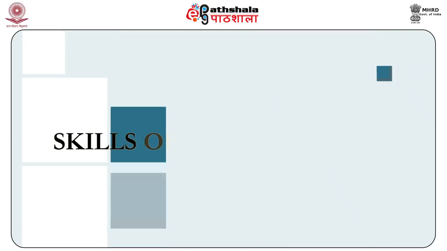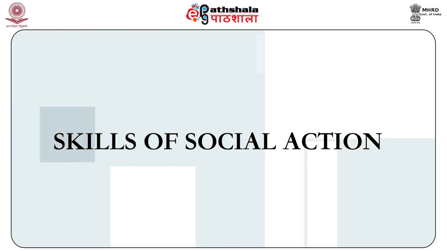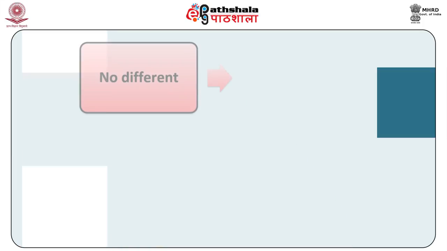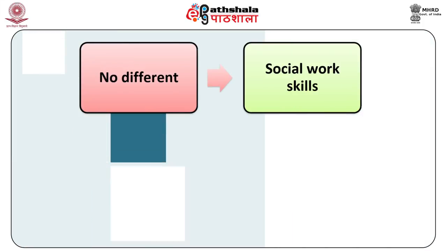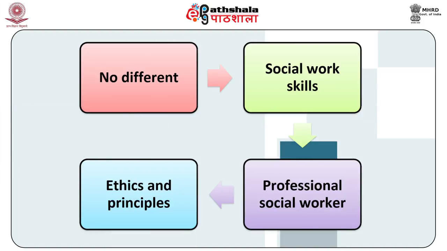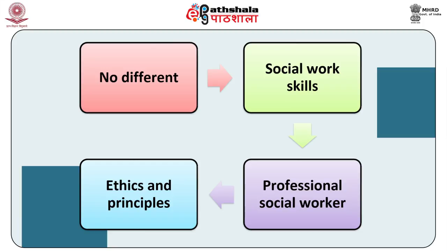In concluding the principles, we would also like to understand the skills that are important for social action. The social workers practicing social action need a lot of skills. These skills are no different from the general social work skills. Professional social workers use these skills while upholding the ethics and principles of professional social work. However, a social worker using social action as a method of social work requires certain skills, and more important among these are communication skills, analytical and research skills, intervention skills, training skills, managerial skills, relational and relationship building skills.